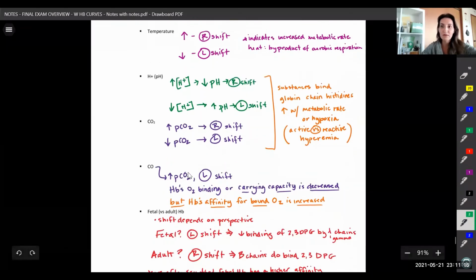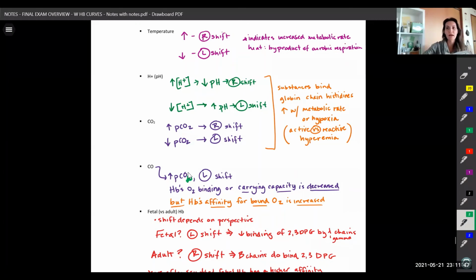Now, the problematic one here is the CO, the carbon monoxide. Let's fix that here. CO increases when we have an increase in the partial pressure of CO. And we should typically have a low partial pressure of CO within our tissues because there's very little within the actual atmosphere that we're breathing in.